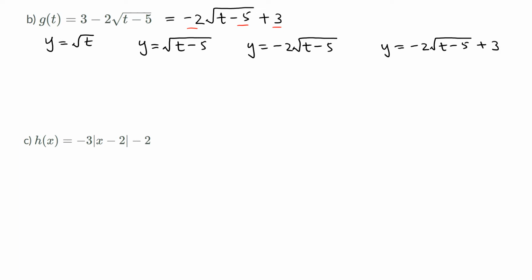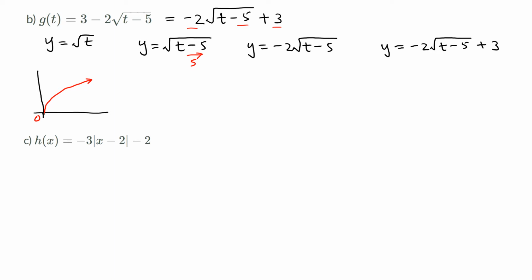Okay, so now let's try to graph one by one. So here we know this is one of the basic functions again, the square root function, which is only in the first quadrant. So that's the function starting at 0. And then what's going to happen in the second one, you can see this -5, that means we're going to move to the right 5 units.